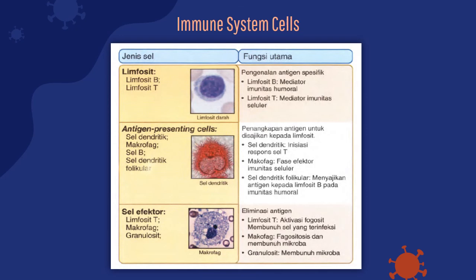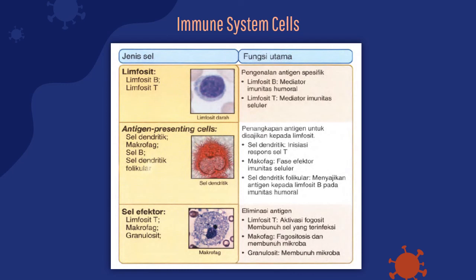And then antigen-presenting cells include dendritic cells, macrophages, B cells, and follicular dendritic cells. Dendritic cells initiate the T cell response, macrophages are the effector phase of cellular immunity, and follicular dendritic cells show the antigen to B lymphocytes in humoral immunity. And then effector cells include T lymphocytes, macrophages, and granulocytes.